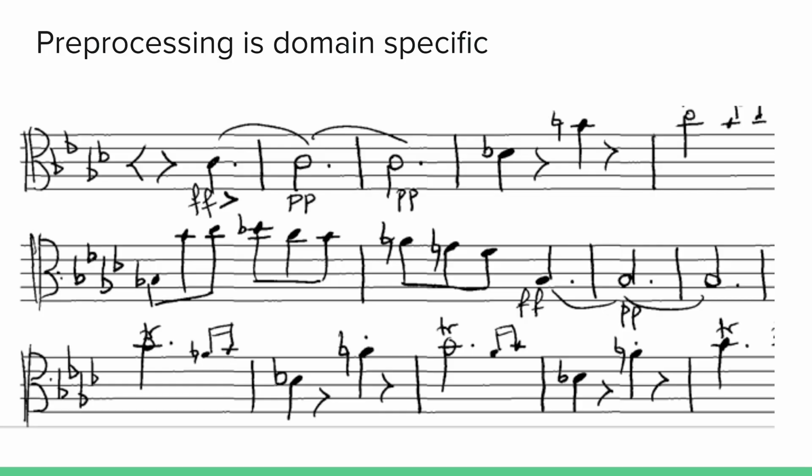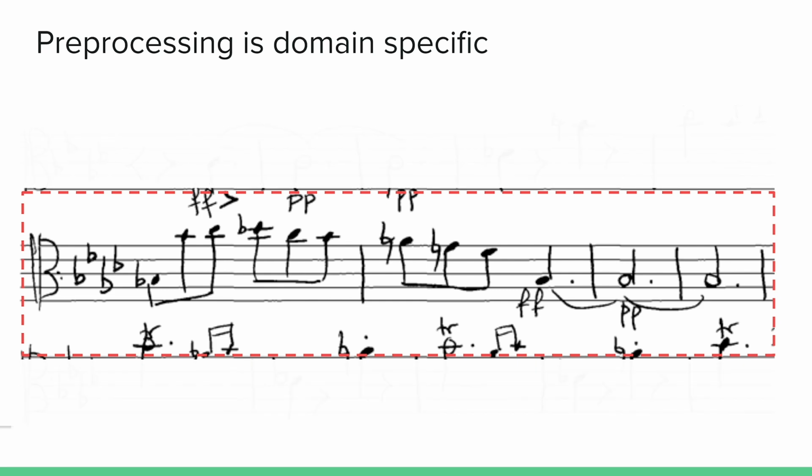Preprocessing is definitely domain specific, so if you're working on text, you might need different preprocessing than when you're working on music scores. What I've been doing on music scores was also domain specific. The baseline, if you will, for music scores are those five lines, which are called staves, and you try to extract one staff at a time to break down the problem. So what you would do is try to find those staves and then process them individually.